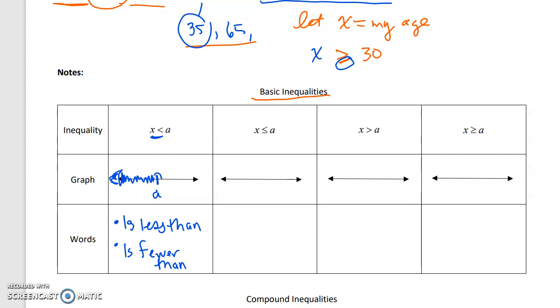And so what we do is we use an open circle over that starting value to indicate that while the X's can't equal A, they begin right after that value. Or we could have less than or equal to.